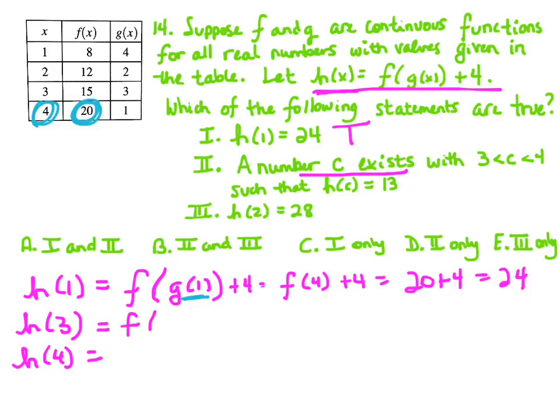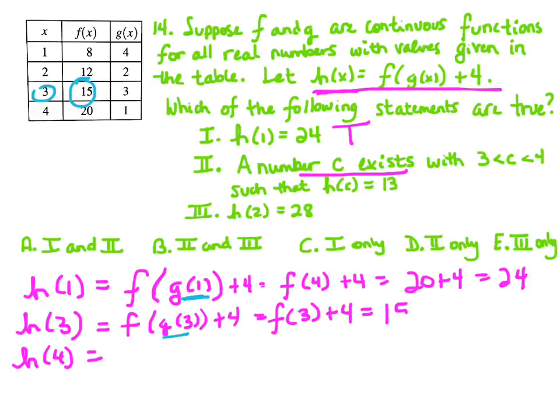So h of 3 is f of g of 3 plus 4. I need to start out by finding g of 3. Let's go back up here to my table. If I look at 3 right here, g of 3 is 3. So I'm going to change g of 3 to 3, and we're still adding 4. Now I need to find a value for f of 3. I've already got the 3 circled there. The f value at 3 is 15. So if I plug in 15 for f of 3 plus 4, that equals 19.